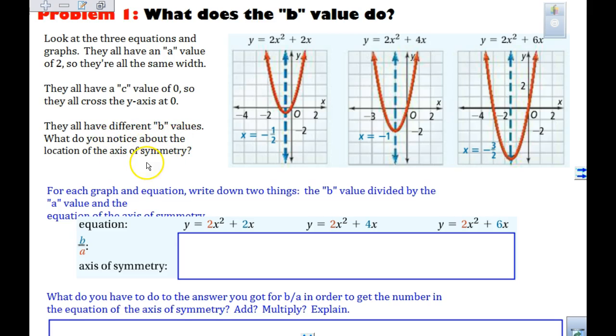So what did we notice about the location of the axis of symmetry? Our axis of symmetry here was -1/2. In this one, it was -1. And here it's -3/2.